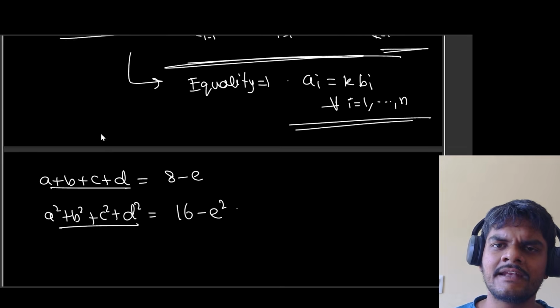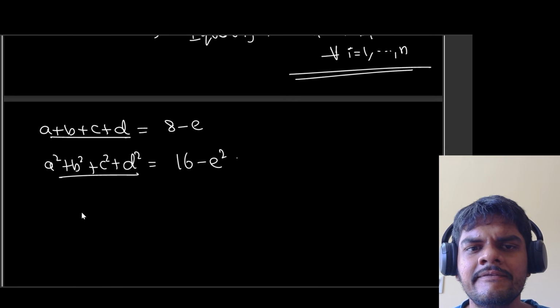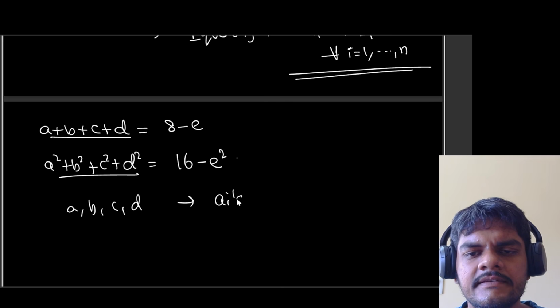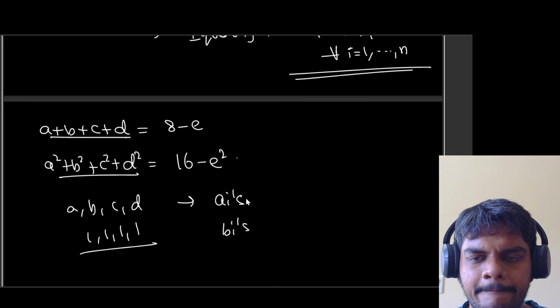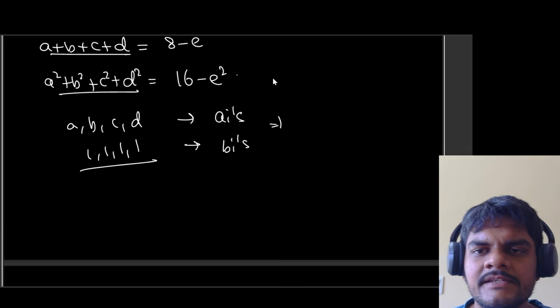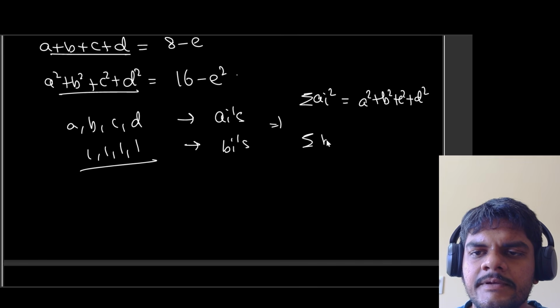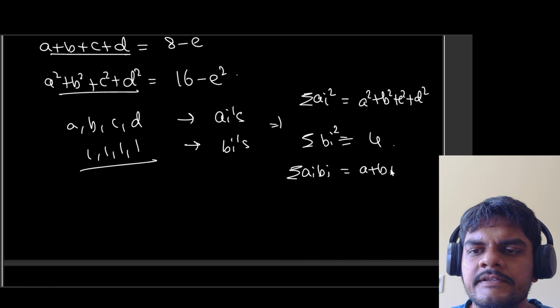Now, as I said, I need to use Cauchy-Schwarz inequality. So on one side, I will have A, B, C, D for ais. And for bis, if I use 1, 1, 1, 1, what will that imply? Summation ai square is A square plus B square plus C square plus D square. Summation bi square will be 4, and summation ai bi will be equal to A plus B plus C plus D.